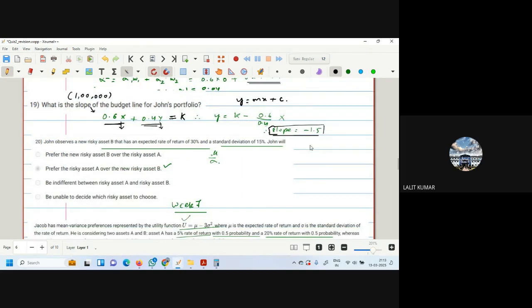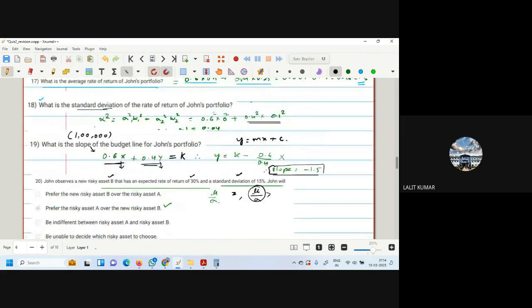Now the last question of week 6 is: John observes a new risky asset B that has an expected rate of return of 30% and a standard deviation of 15%. So what should he do? Should he prefer asset B or asset A? In that case, there is something called the mean and variance ratio. We find this mu by sigma for both investments. So mu we know, and we know the sigma, and whichever is higher, we will invest in that. In this case, A remains higher.